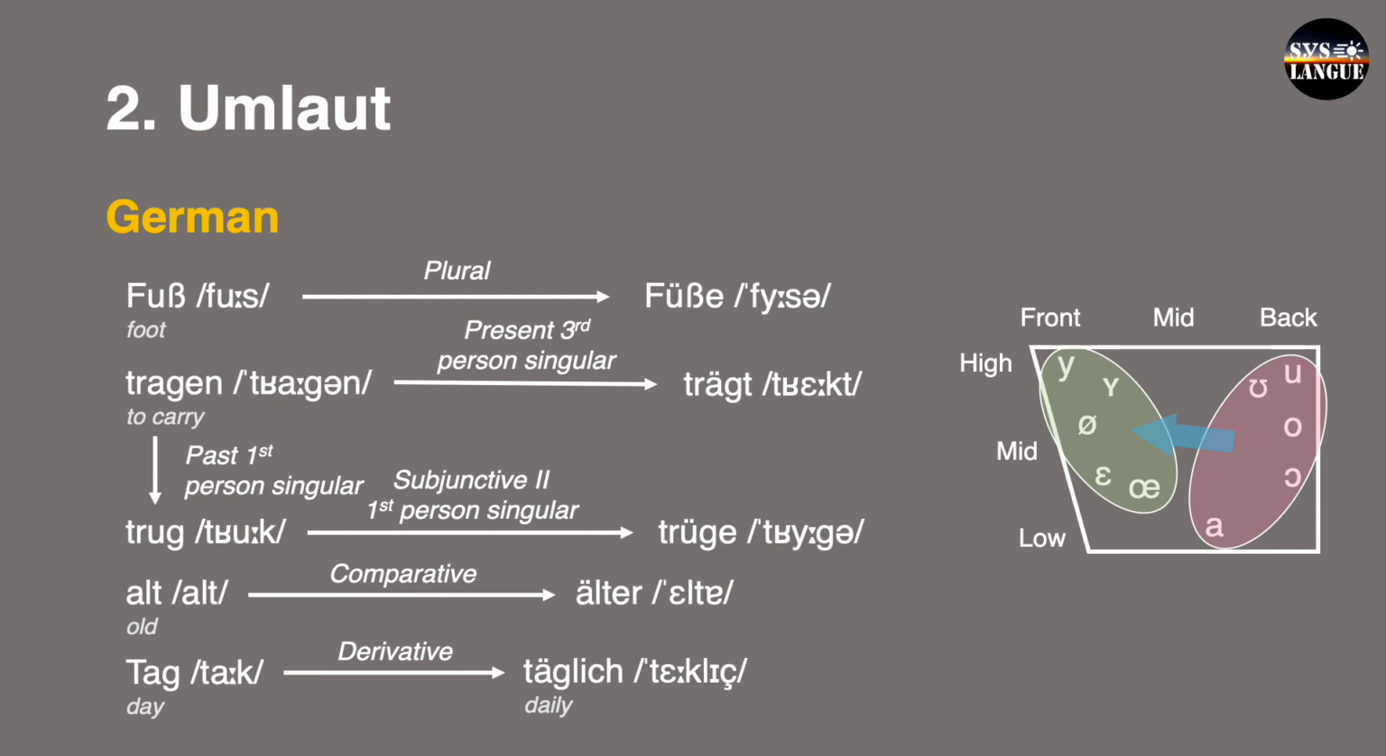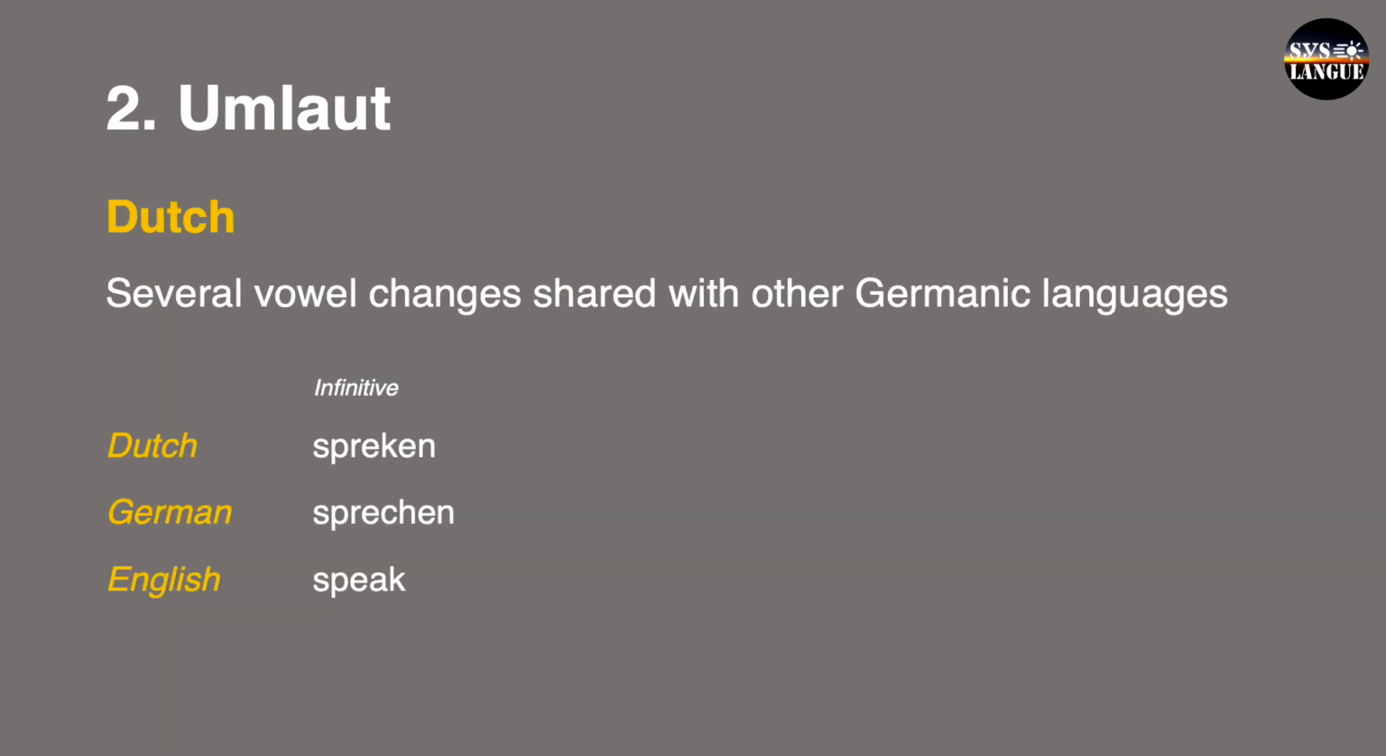Umlaut also happens to other cases. Alt becomes älter as the comparative form, and Tag becomes täglich as the adjective. When you learn German, I think this is one of the most iconic, fascinating phenomena in the German inflection. However, Dutch doesn't have such iconic vowel changes. Like many other Germanic languages, Dutch shares some vowel changes in a set of irregular verbs. When you see such an irregular verb, it's highly probable that it's also irregular in German and English.